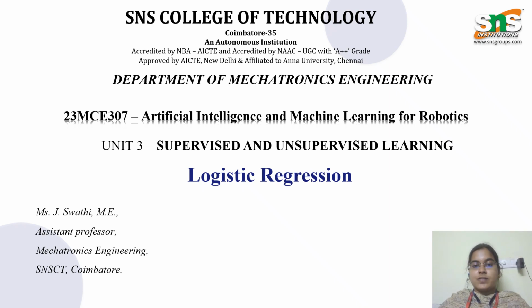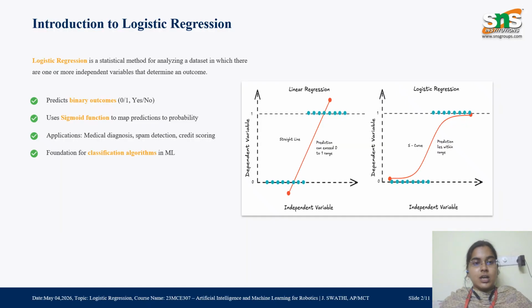In this lecture series, we are discussing supervised and unsupervised learning techniques. In this lecture, we will discuss logistic regression. Logistic regression is a fundamental supervised learning algorithm which is used primarily for classification tasks. Despite its name, it is not used for regression, but rather for predicting the probability that a given input belongs to a specific category.